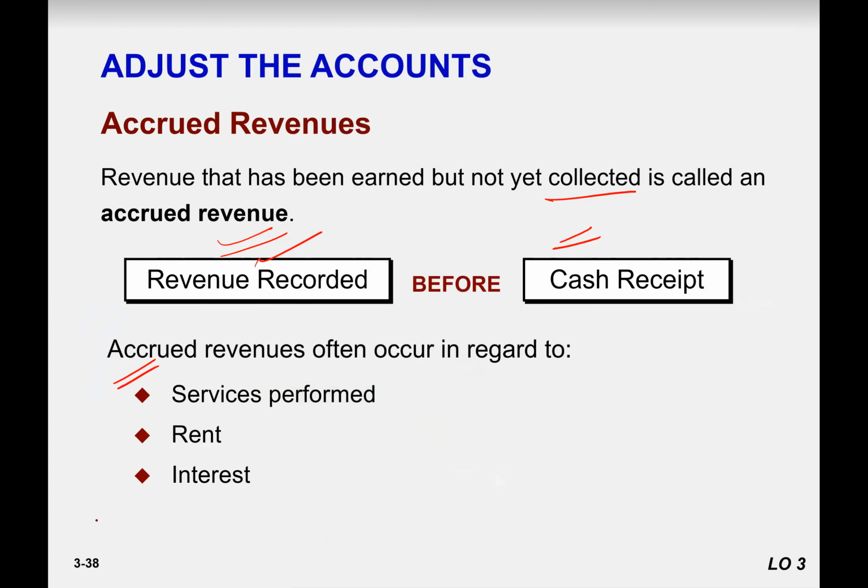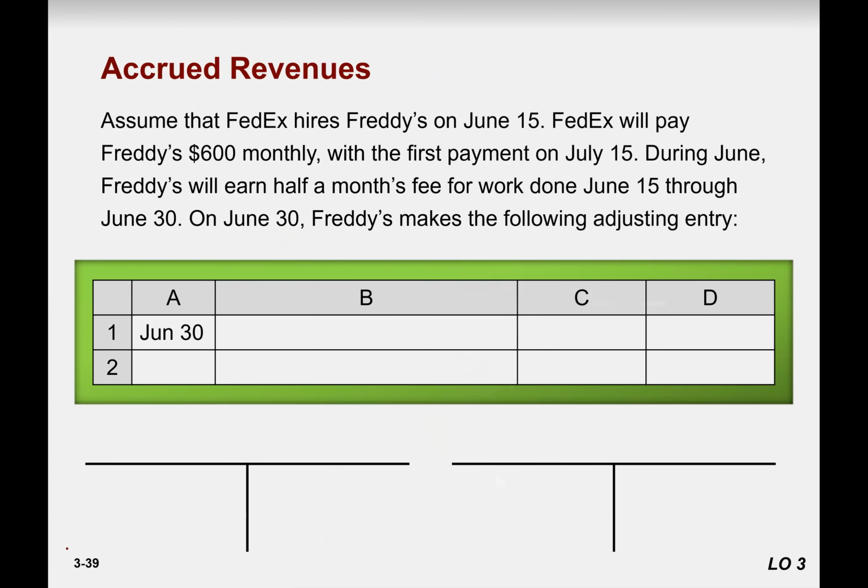So this is just a normal revenue. That is, you perform services on account. The entry would be accounts receivable to sales or revenue. There we go. Assume that FedEx hires Freddy's on June 15. FedEx will pay Freddy's 1600 monthly with the first payment on 15th of July.